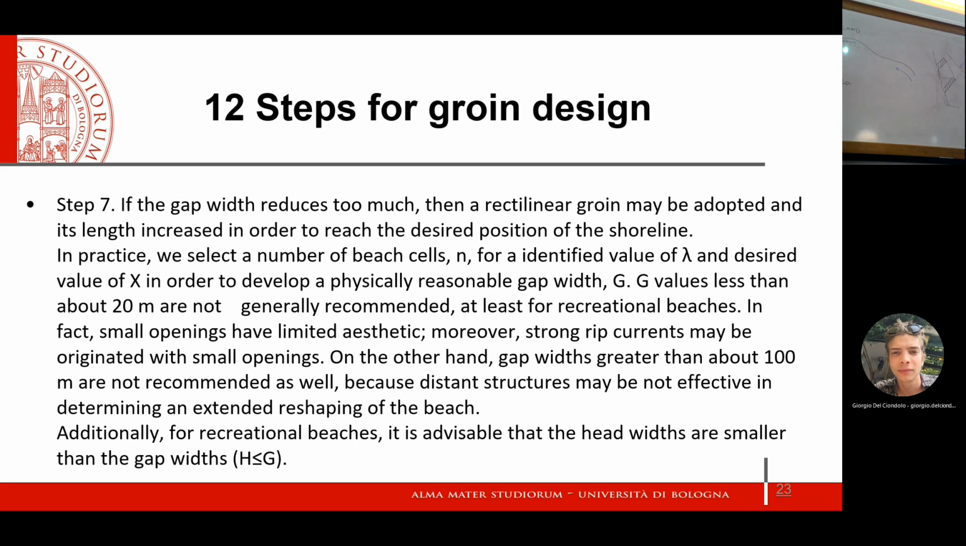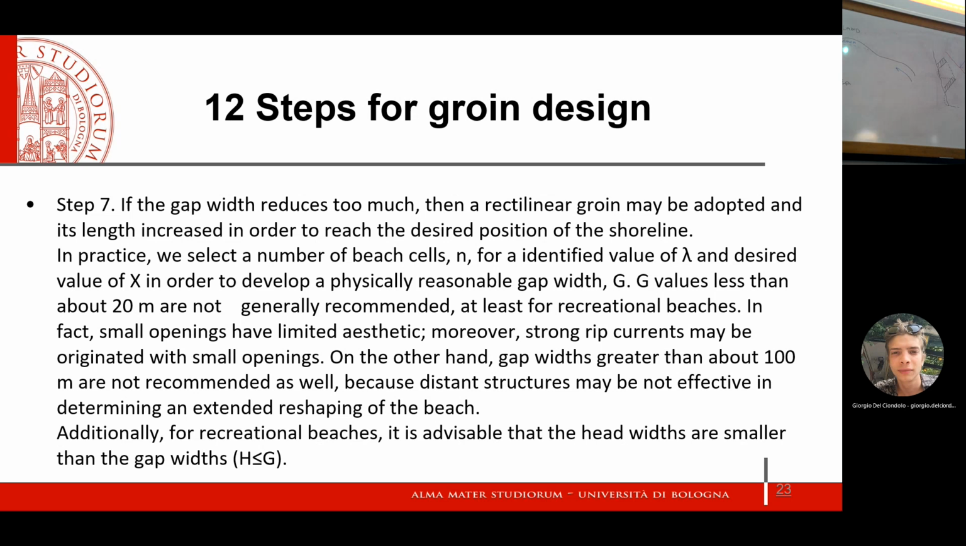If the gap width reduces too much, so if G becomes too small, then we can use the rectilinear groin, as I said, with its length increased. Okay, that's fine. So in practice, we select a number of cells, N, for an identified value of lambda, and a desired value of X, in order to develop a physically reasonable gap width G. G values less than 20 meters are not generally recommended, as I said, at least for recreational beaches.